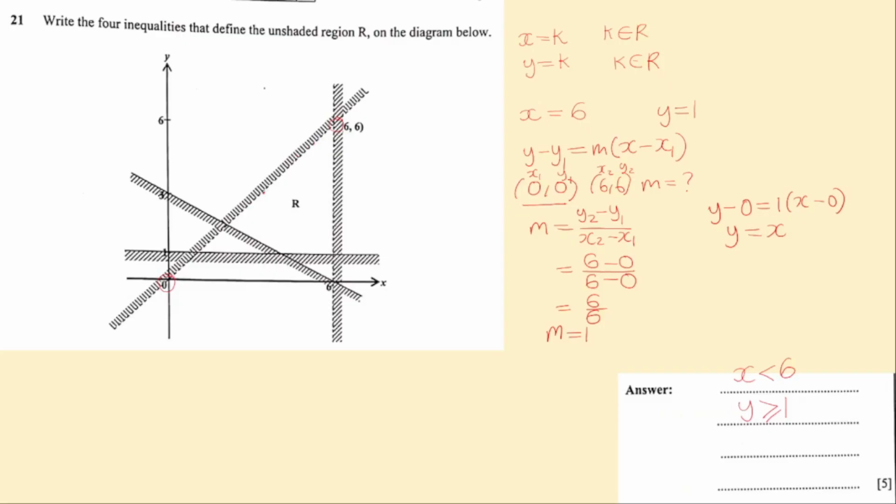Now what is required is the inequality that is defining the unshaded region. So this region is below this line, which is y is equal to x. So imagine this is a human being moving up this slope. So this human being is moving up this slope. So there is a simple rule.